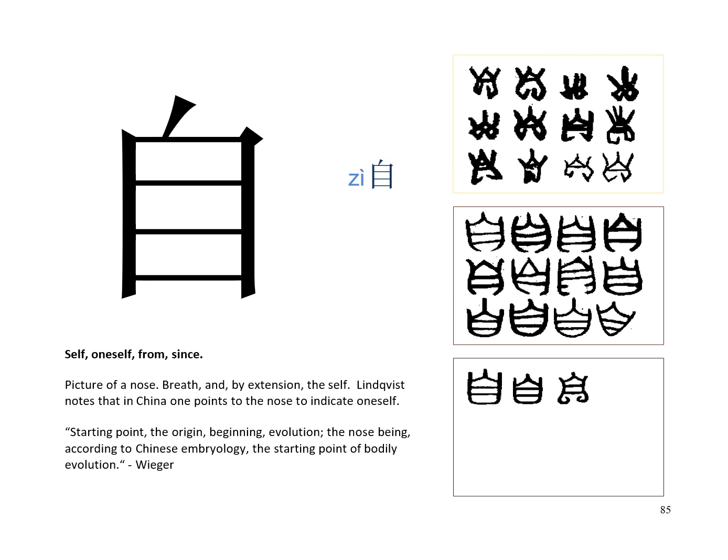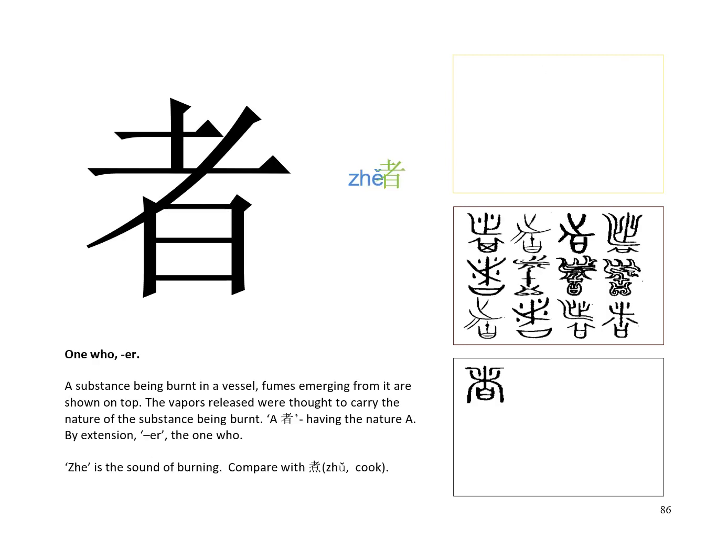It is the breath from where one's life originates. So, in the words of the sinologist Vega: starting point, origin, beginning, evolution. The nose being, according to Chinese embryology, the starting point of body evolution. You have images of the nose on the right, at least they are said to be images of the nose. We won't get into deeper symbolism here. So the previous glyph, the picture of a nose, can indicate breath, self, and so on, a spontaneous emergence even.